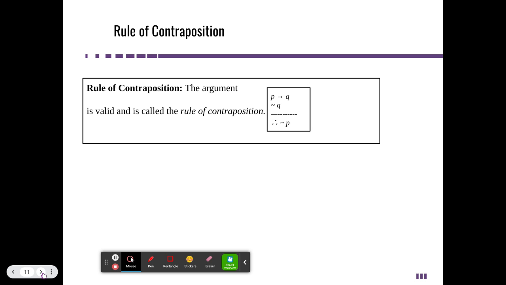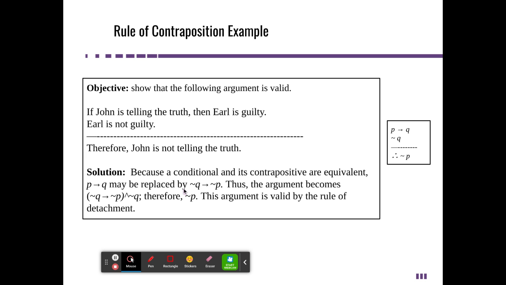All right, rule of contraposition. Remember, contraposition is where we replace the P and the Q and we negate them. So with the rule of contraposition, if we had this scenario come up in this particular symbol box right here, then we know we have a true statement.